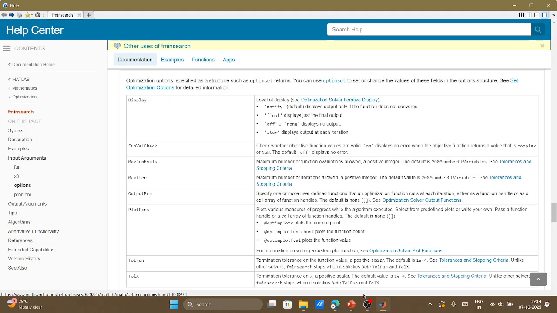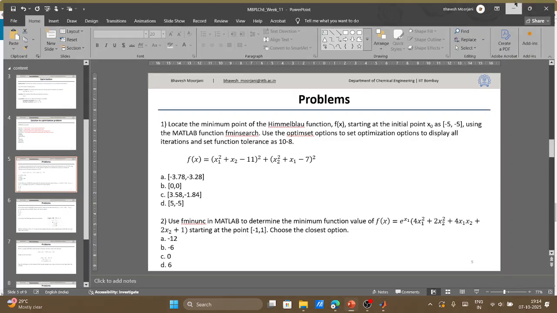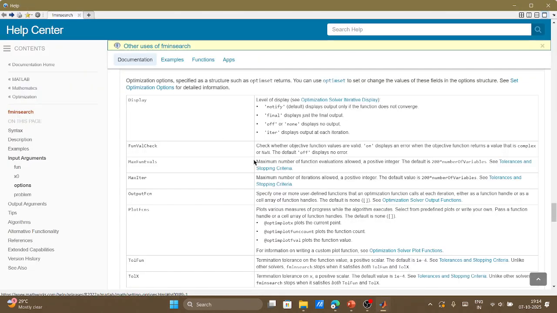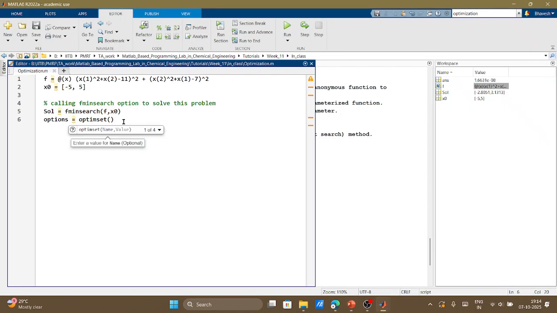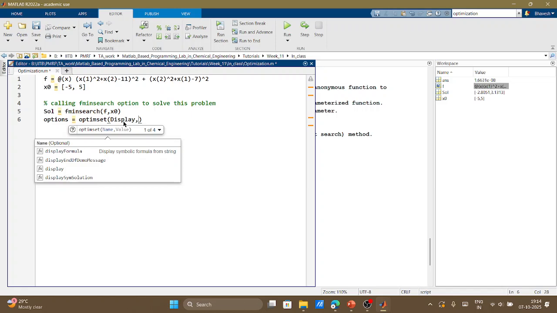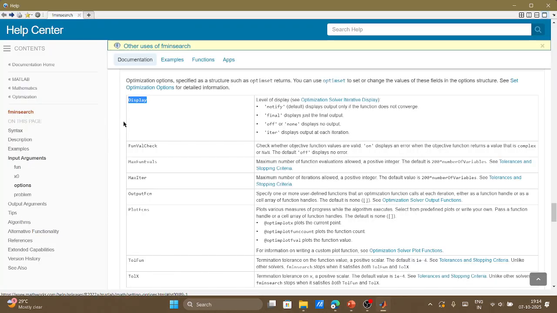We have been asked to provide display output of each iteration, like option to display all the iteration, right? So if I do the display, it will display all the parts, right? So let's select display. Here, display, its value should be that we want to see all the iterations. So I'm writing iter.